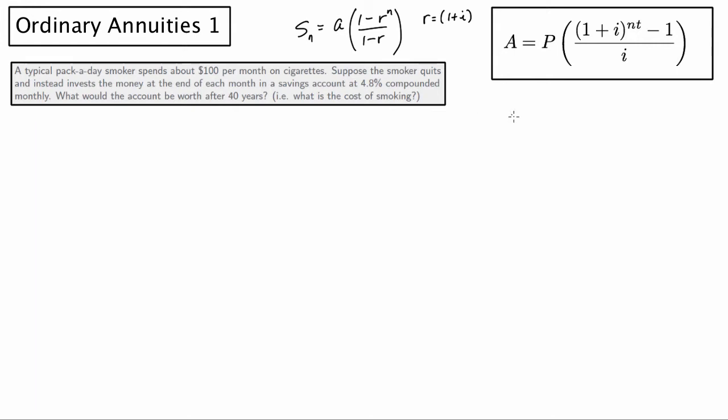That's not that big a deal, but I'm more interested in, now that we have this formula, do you know what the different pieces are? A is the future value of the ordinary annuity. P is the payment size. So this is the recurring payment size. Remember, for an annuity you have equal payments at equal time periods. So a recurring payment. I is the interest per period.